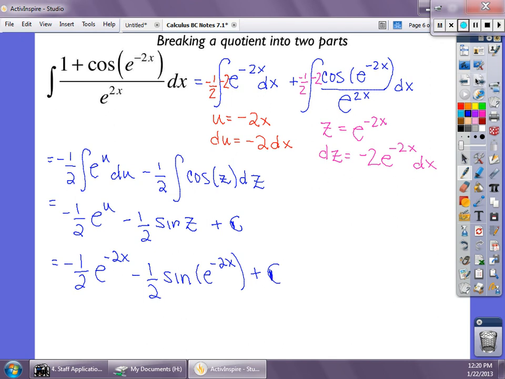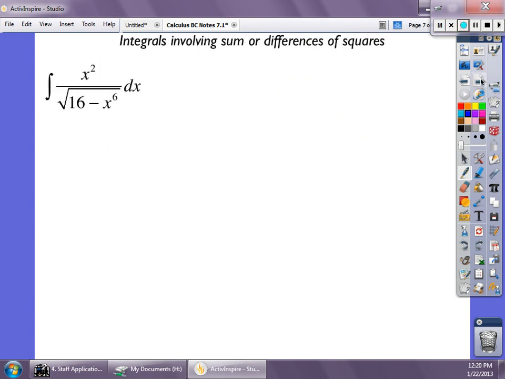Going forward, we have integrals involving sums or differences of squares. In this case, 16 minus x to the 6th underneath that square root. We have an x squared in the numerator. I'm looking at this, and immediately my mind is drawn to an arc sine in this case.